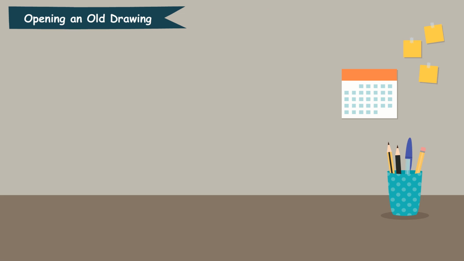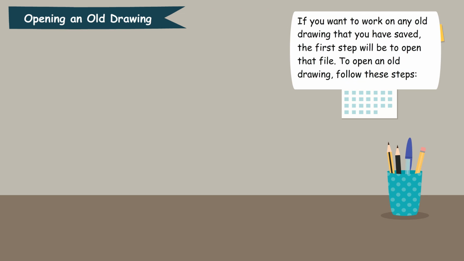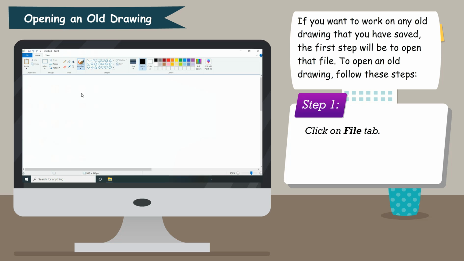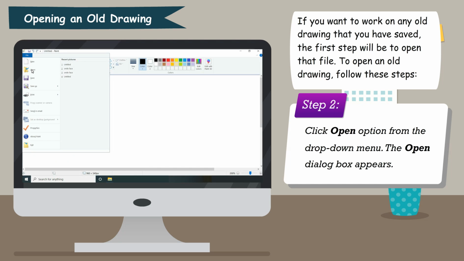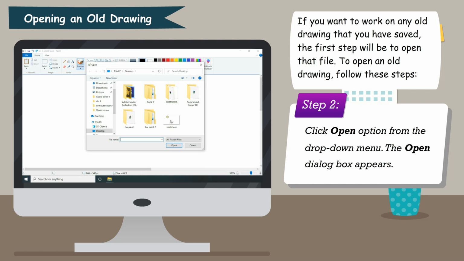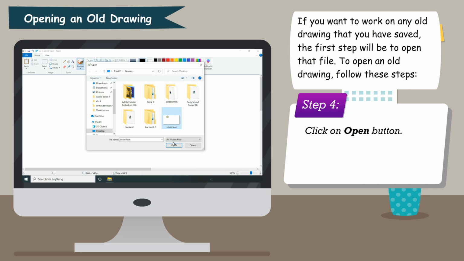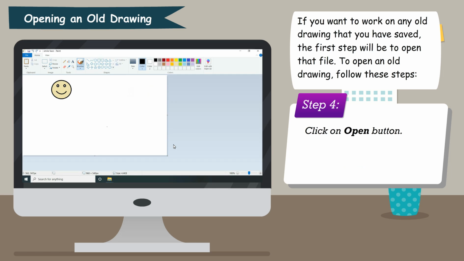Opening an old drawing. If you want to work on any old drawing that you have saved, the first step will be to open that file. To open an old drawing, follow these steps. Step 1. Click on File tab. Step 2. Click Open option from the drop-down menu. The Open dialog box appears. Step 3. Select the file name that you want to open or type the file name in the File Name box. Step 4. Click on Open button.